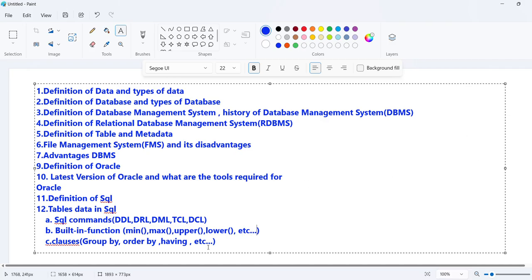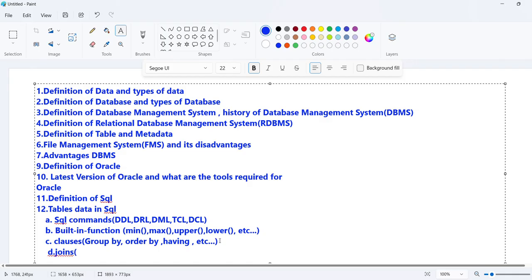Then we will discuss joins in SQL. In the joins topic, we'll also cover some important join operations, that are inner join, outer join, and etc.